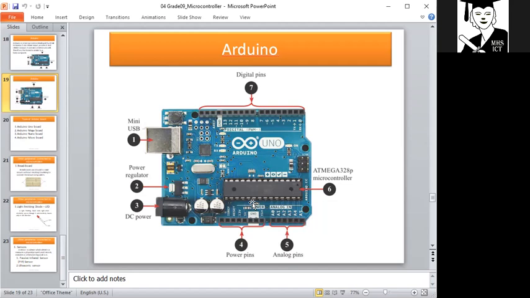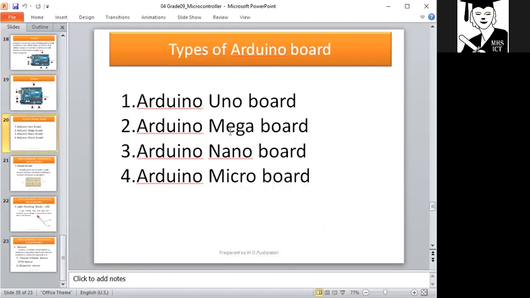And like that, there are 4 kinds of Arduino boards available, right? How many kinds? 4. There are 4 types of Arduino boards. These are the 4 types of Arduino boards. You can write this out. Write this.